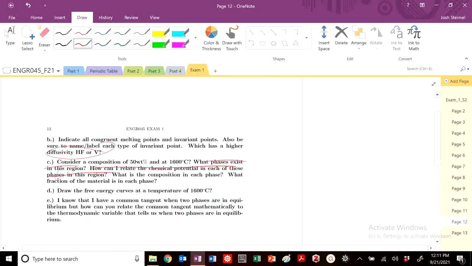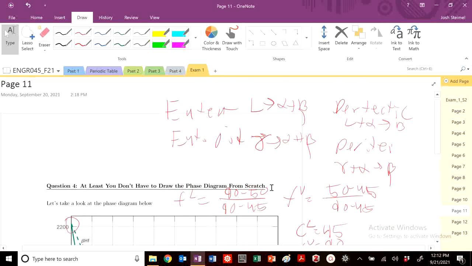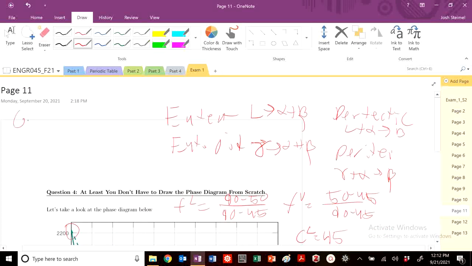So I've got my compositions, answered all those questions. Draw the free energy curves. Ooh, I like that question. So if I were to draw the free energy curves here, let's go ahead and draw. I've got my G, and I've got my compositions here.